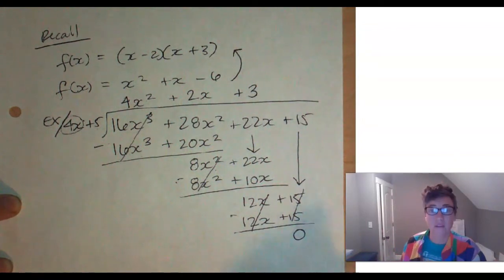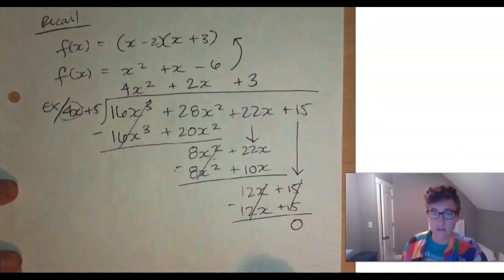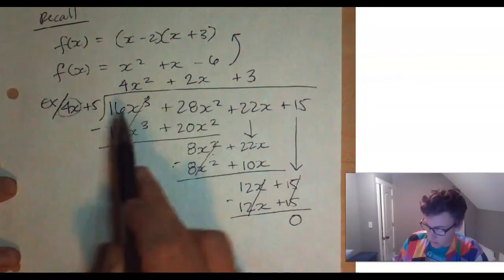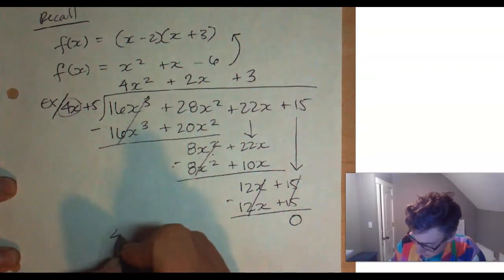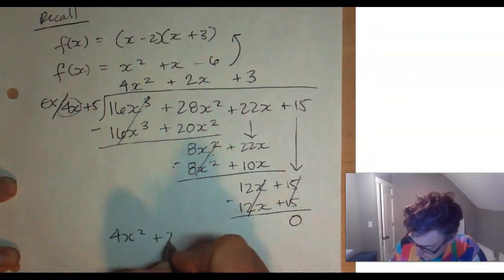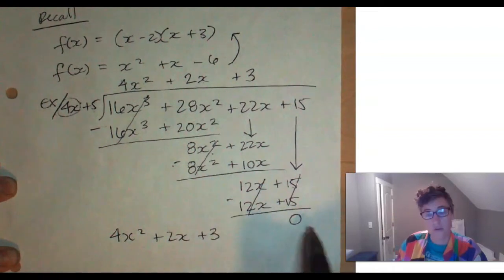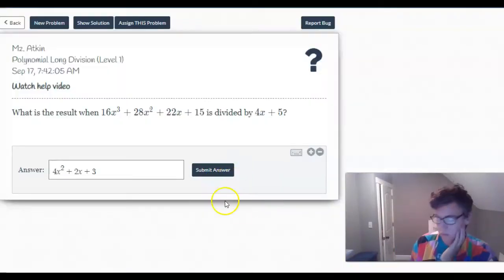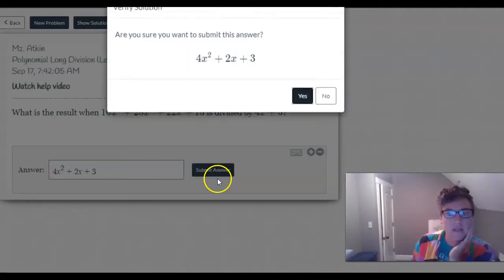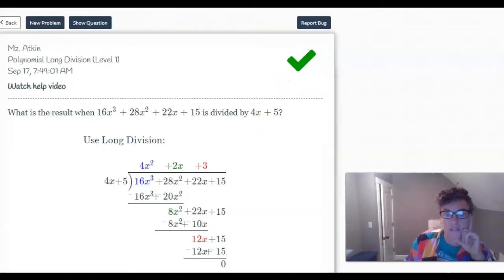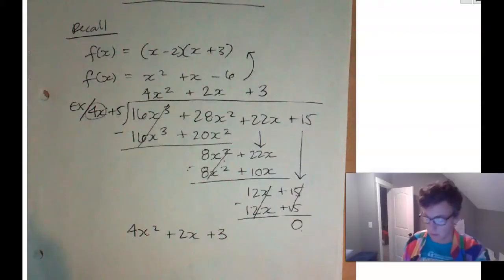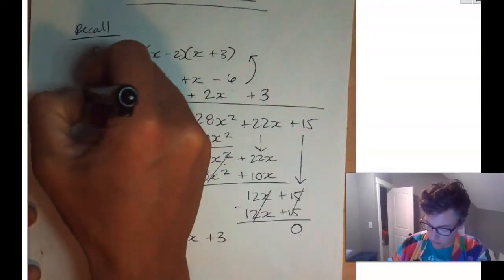Awesome. So our final answer when we divide this long polynomial by this binomial is 4x squared plus 2x plus 3. There's no remainder in this case. 4x squared plus 2x plus 3. Submit. Are you sure? Yes, I am. And you're sure as well. Oh, we did it! So this whole thing here is called long division.